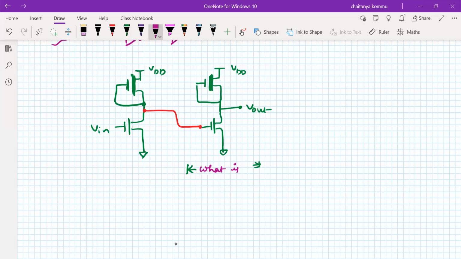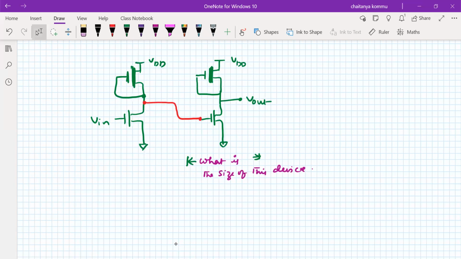Now the question is, what is the size of this device? That is what we have to keep in mind: how much load should I apply to an inverter so that the signal transportation is proper. Clear?